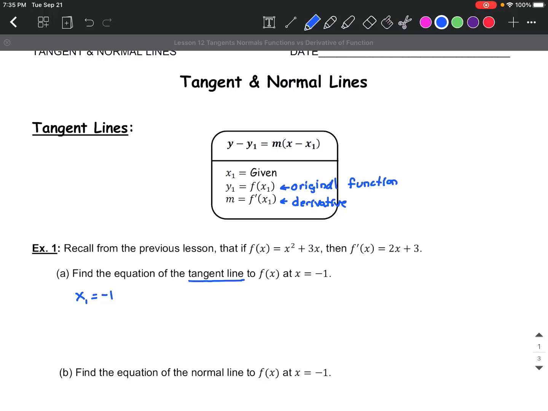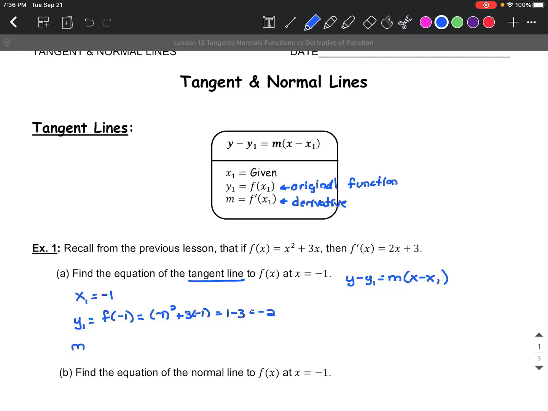Whenever we want to do a tangent line, it's y minus y1 equals m times x minus x1, and we need three pieces of information. We have the x value. We need to find the y value. We find the y value by plugging the x value into the original function. So we would have negative 1 squared plus 3 times negative 1. So that's 1 minus 3, or negative 2. Now we know our y value.